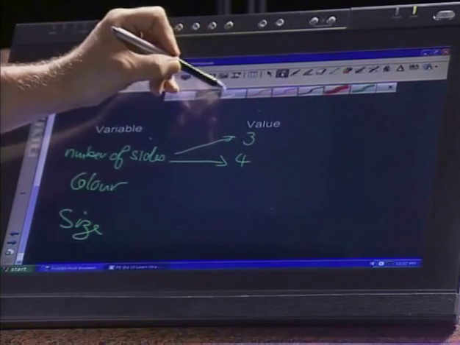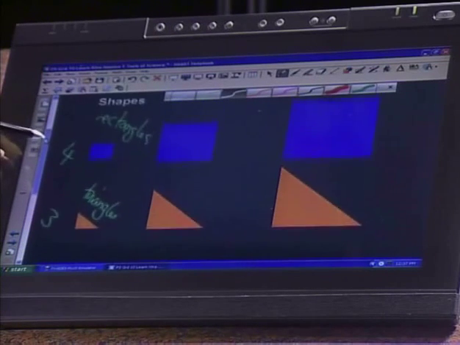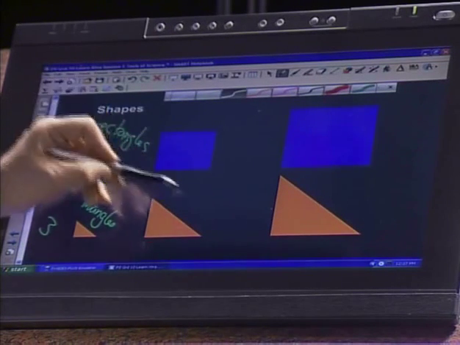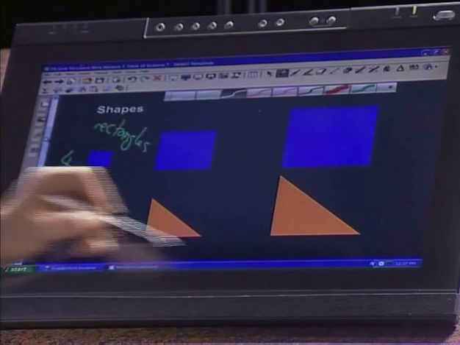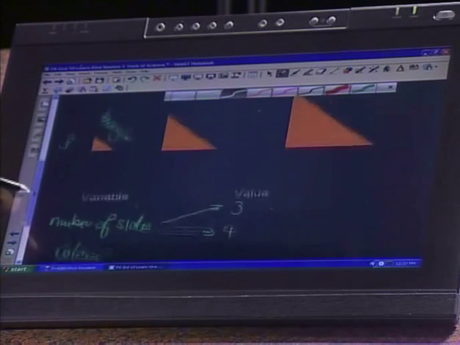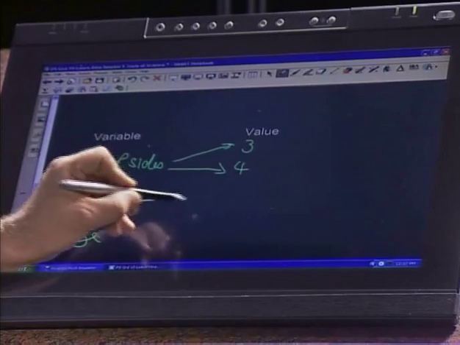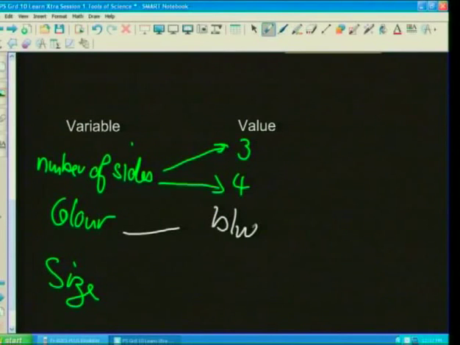Do you want to have another look at that? Let's just check. Have you got it? The color of these things and the color of these things. Well, I'm sure you've got that. You recognize there are 2 values for color. Blue is the one value for color, and orange is the second value for color.